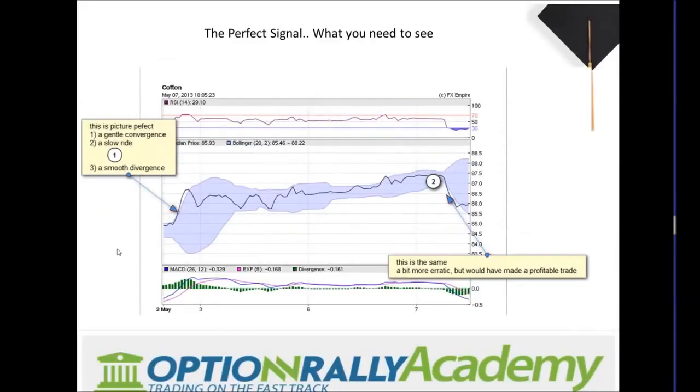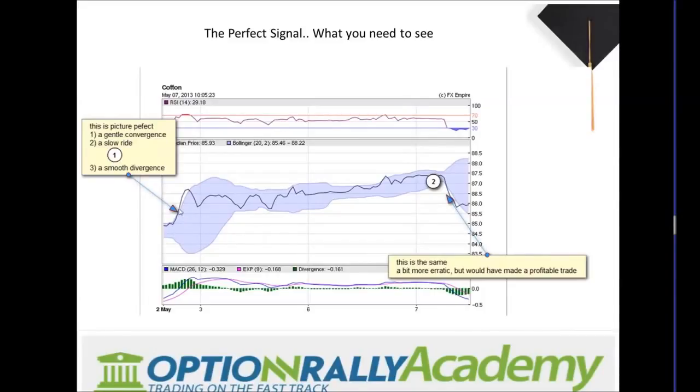So this is a chart from May the 7th of cotton. Okay, this is a beautiful trade. You see here where the arrow is pointing at 1, we see that the price gently lays on the upper band. It does not radically break through there. It's not a violent breakthrough. It moves up, moves on it, and then diverges. Okay, this trade went on for almost half a day.